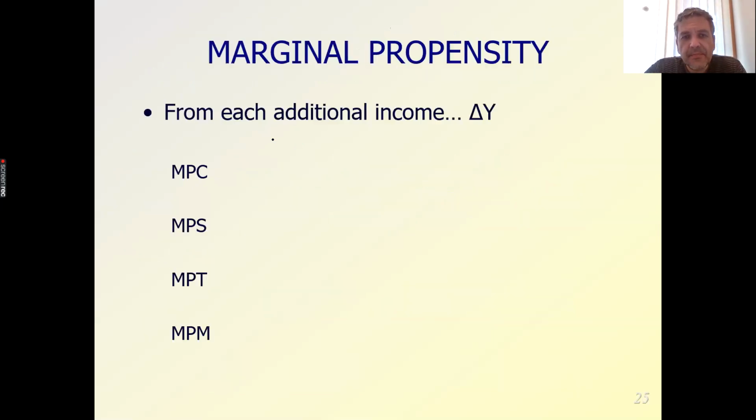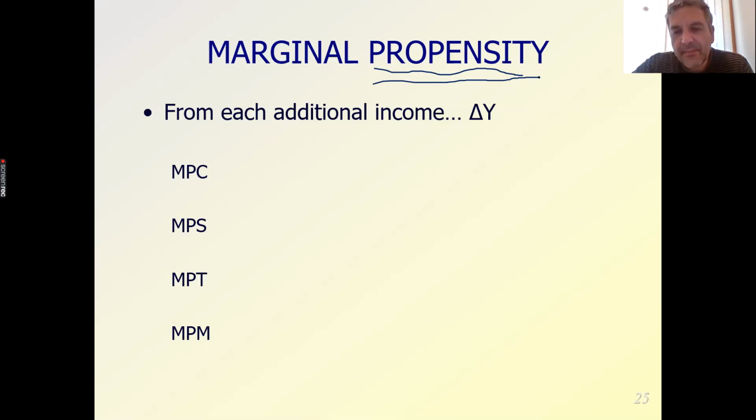Let's move on. We have the concept of marginal propensity, and this concept is an interesting one, because for each additional dollar that we receive in terms of income, there is a concept called propensity, or we can say likelihood. So how likely is it that from this additional income you're receiving, you will spend it?